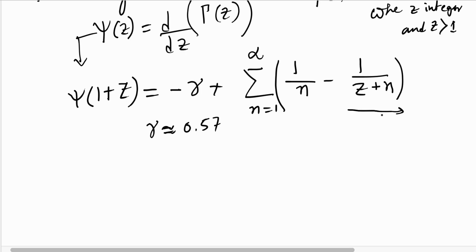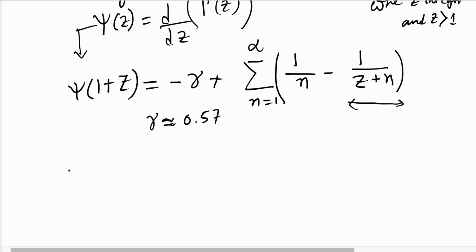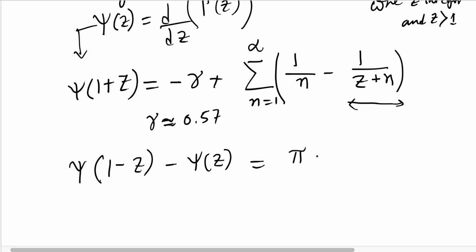So the summation of n plus z can be written in terms of the digamma function, a constant, and the series n equal to 1 to infinity of 1 by n. And there is another property of the digamma function: psi of 1 minus z minus psi of z is equal to pi cot pi z.